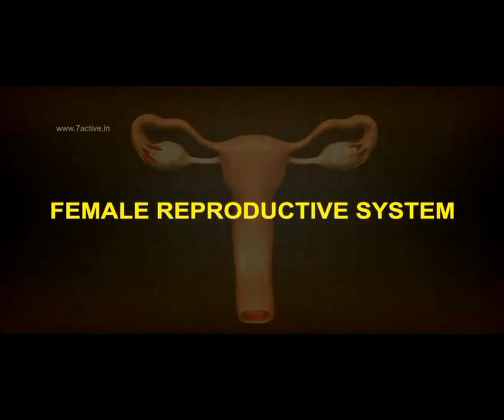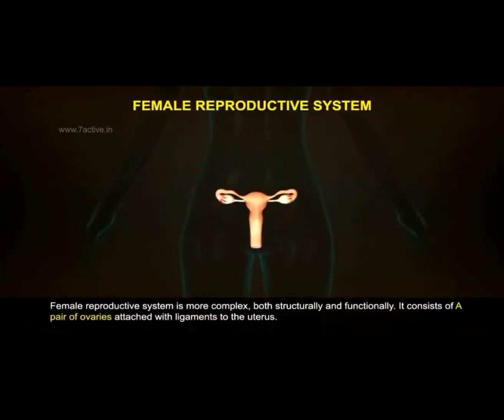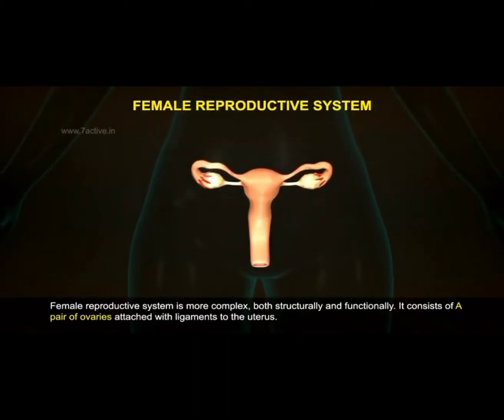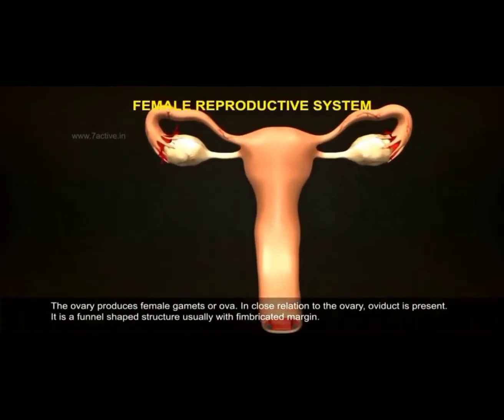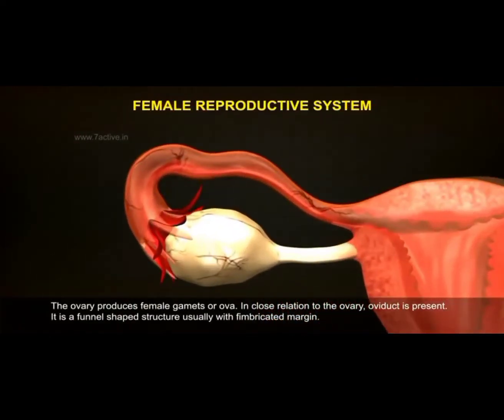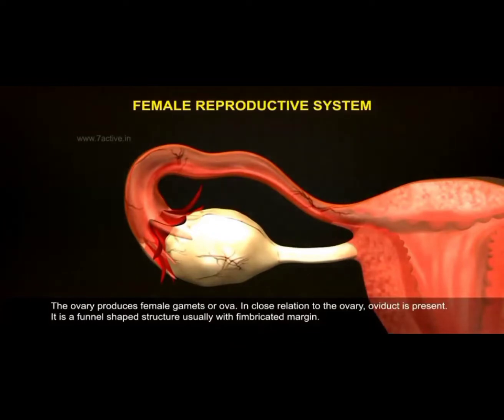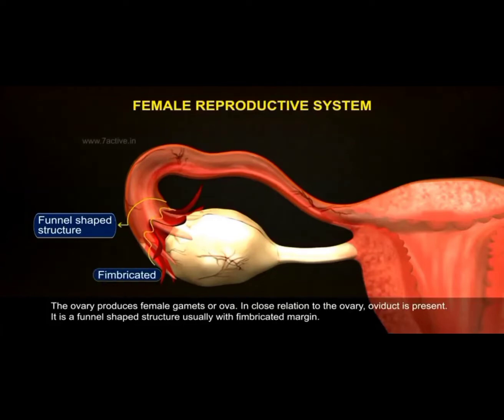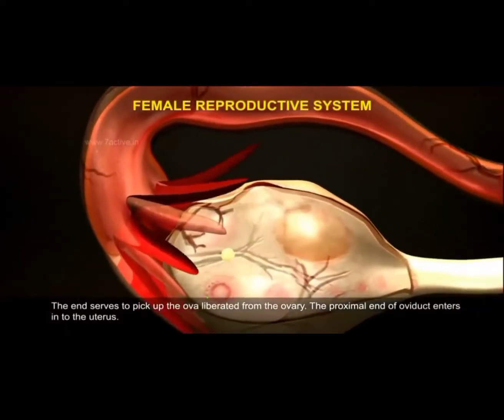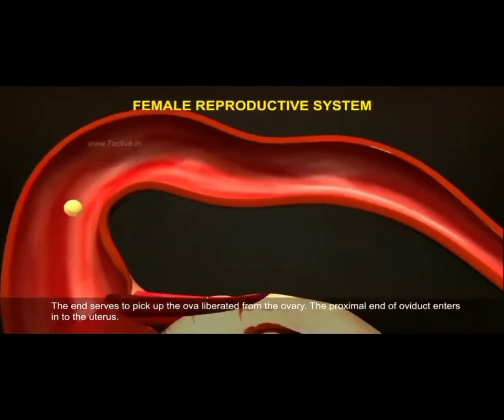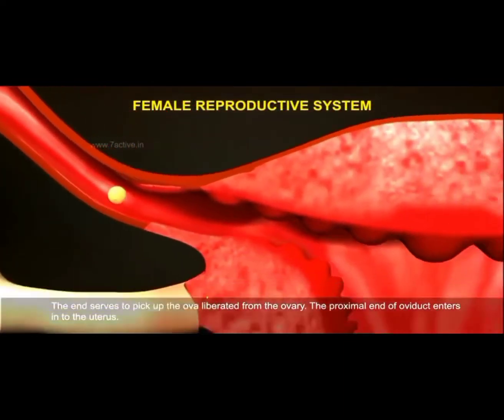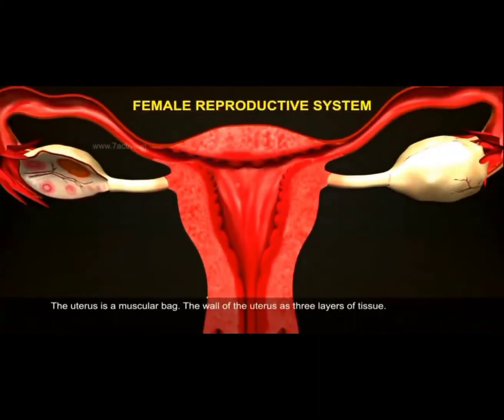Female reproductive system. The female reproductive system is more complex, both structurally and functionally. It consists of a pair of ovaries attached with ligaments to the uterus. The ovary produces female gametes, or ova. In close relation to the ovary, the oviduct is present. It is a funnel-shaped structure, usually with fimbriated margin. The end serves to pick up the ova liberated from the ovary. The proximal end of the oviduct enters into the uterus.